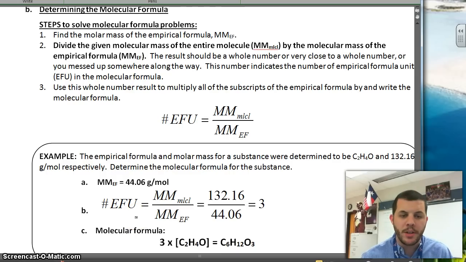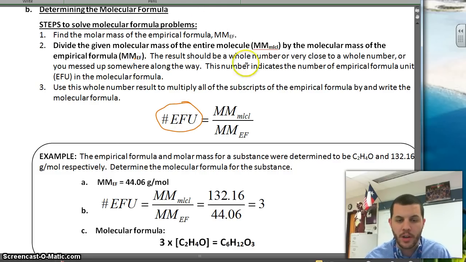All right, so now that we know how to do the empirical formula, the next step is to determine how to do the molecular formula. In order to do that, we need to understand what our number of empirical formula units are. And the way we're going to do that is we're going to divide the molar mass of the molecule by the molar mass of the empirical formula.